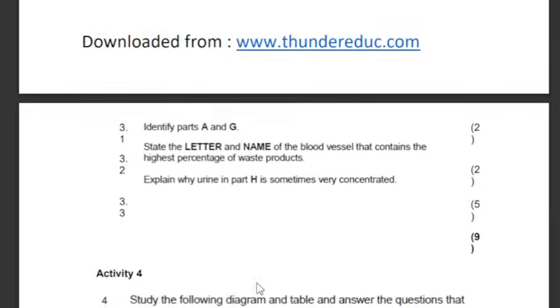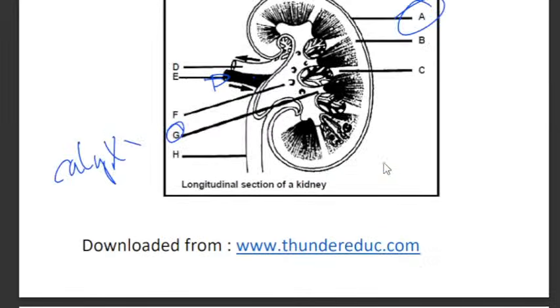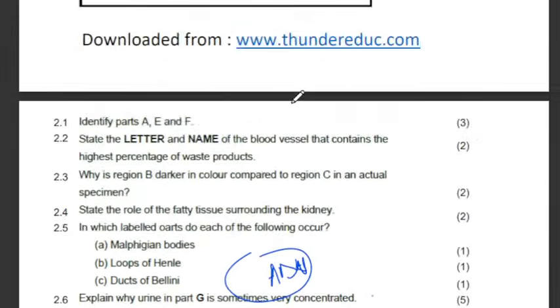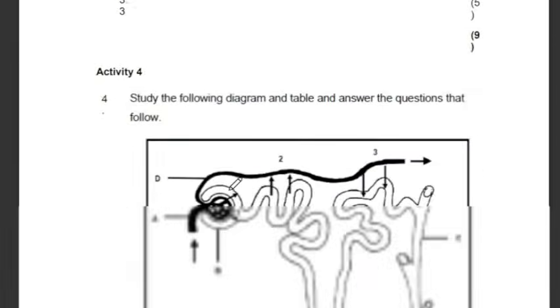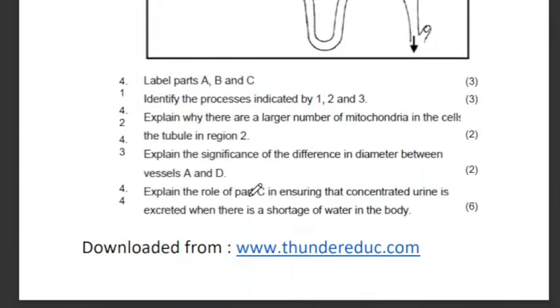Yes. And then they're saying, explain why urine in H is sometimes very concentrated. So H is exactly what we explained above. We're just swapping the parts, and then we see if you are still on track.